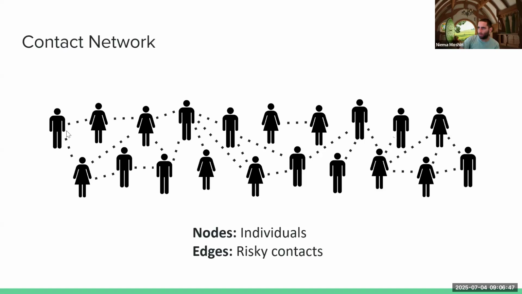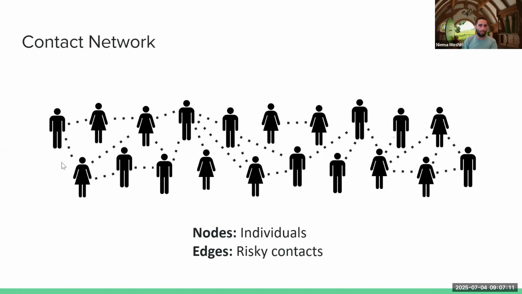So it's a network where the nodes represent individuals in my population, and the edges, these links that connect different nodes, represent risky contacts across which the pathogen could transmit. So for example, if I'm talking about COVID, maybe this is a very densely connected graph because if you're in the same room as someone, you're susceptible. That's a contact across which the virus could transmit.